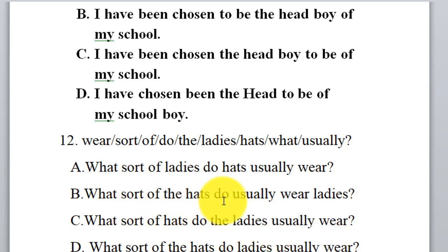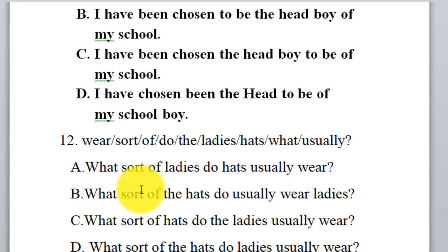Do the hats do? Yes. What sort of the hats? What sort of the hats do usually wear ladies? Option C: what sort of hats do the ladies usually wear? What is the difference? It is the articles here. Option D: what sort of the hats do ladies usually wear? This is also not right. So we come to either B or C. Second, our marker is especially these adverbs of frequency; don't forget to use them before the action verb. Look here.